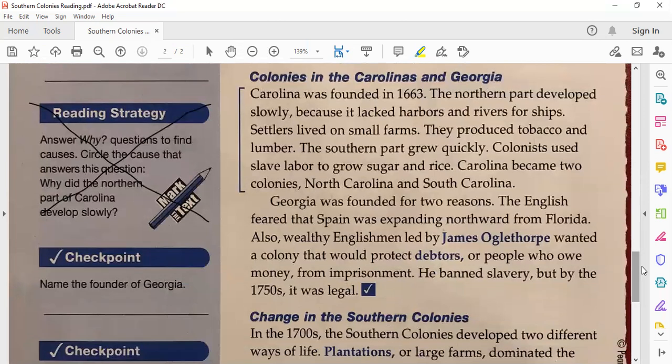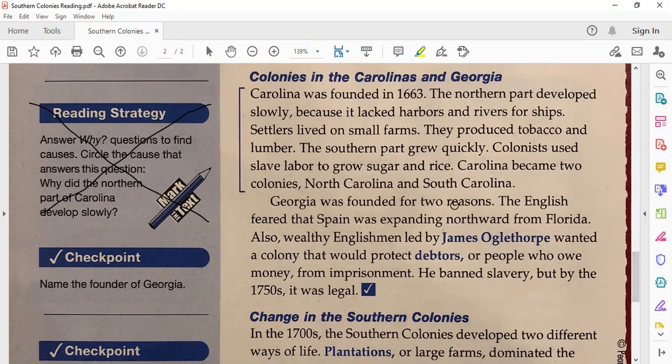Colonies in the Carolinas and Georgia. Carolina was founded in 1663. The northern part developed slowly because it lacked harbors and rivers for ships. Settlers lived on small farms. They produced tobacco and lumber. The southern part grew quickly. Colonists used slave labor to grow sugar and rice. Carolina became two colonies, North and South Carolina.